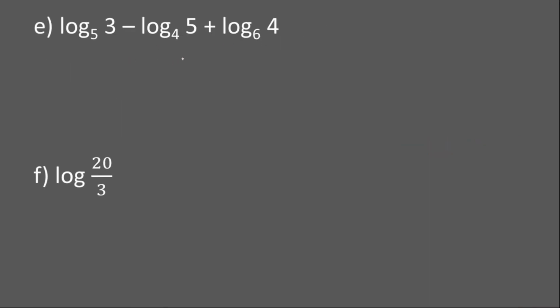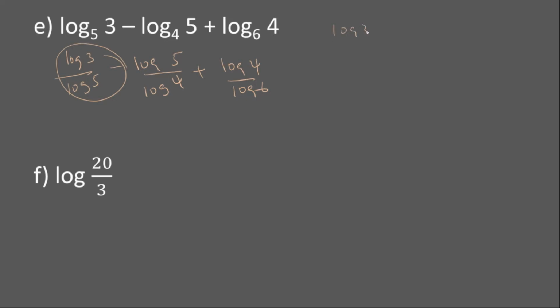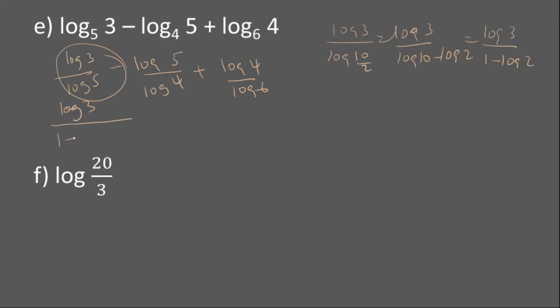Again we have to use the logarithm of 2 and the logarithm of 3 with the common base. This can be written as log 3 over log 5, minus log 5 over log 4, plus log 4 over log 6. First we find log 3 over log 5. Log 5 is log of 10 over 2, so this is log 3 over log 10 minus log 2, which is log 3 over 1 minus log 2.